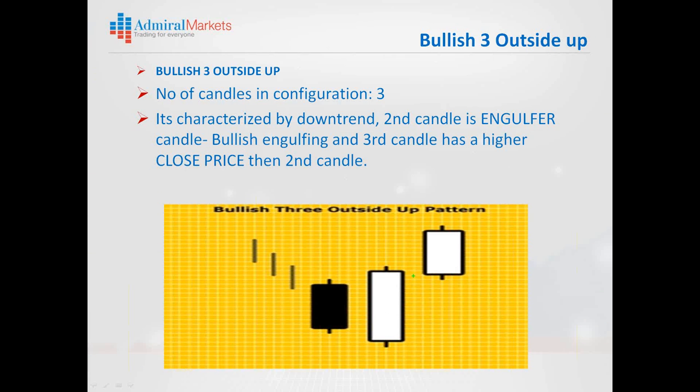Bullish tri-star outside up. First, number of candles in configuration: 3 candlesticks. The first candlestick is always characterized by a downtrend, because we look to buy into support. The first thing we learn in forex trading: when we trade conservatively, we don't do breakouts, we buy into support. Today we bought into support, so this is it. Reversal patterns. The first candle is characterized by a downtrend. The second candle is an engulfing candle, a bullish engulfing candle, and the third candle has a higher close price than the second candle.